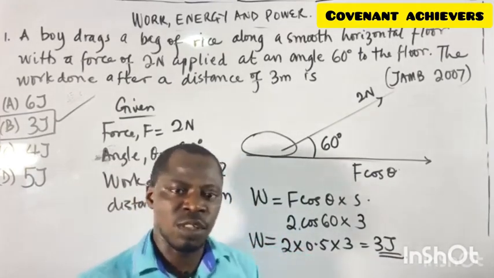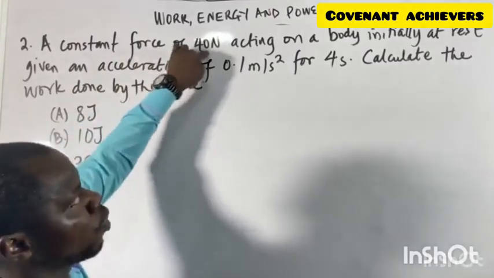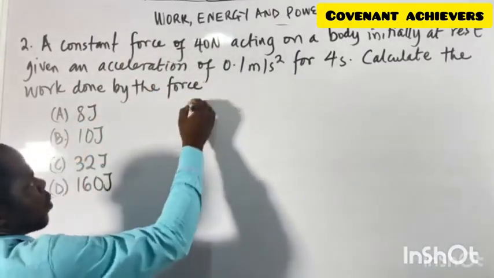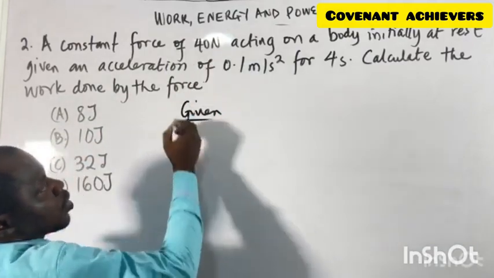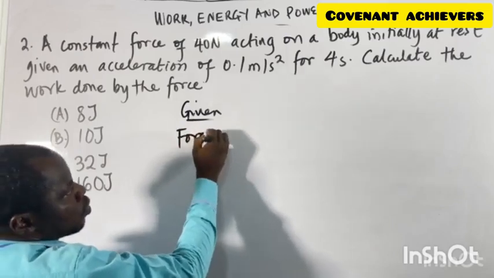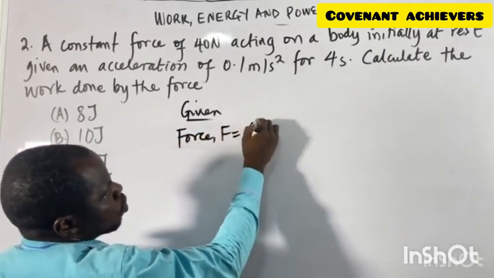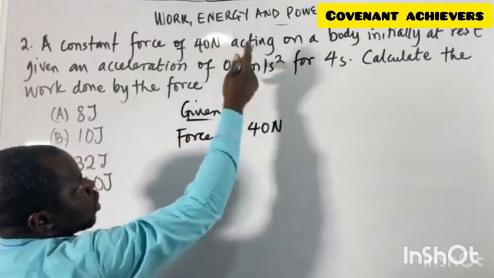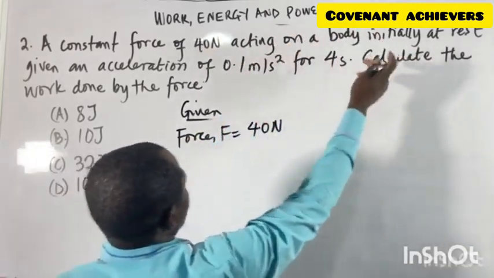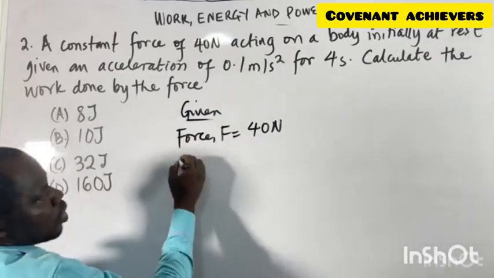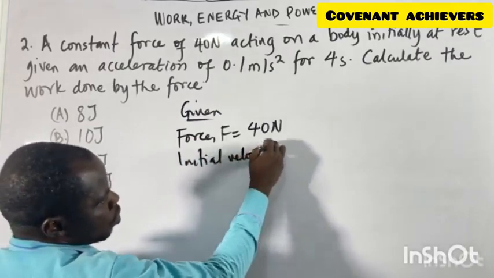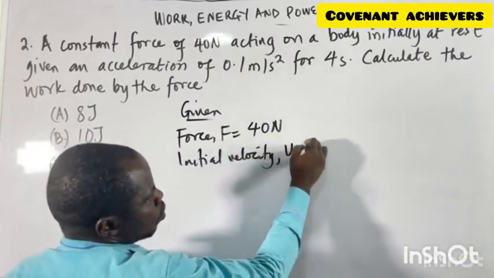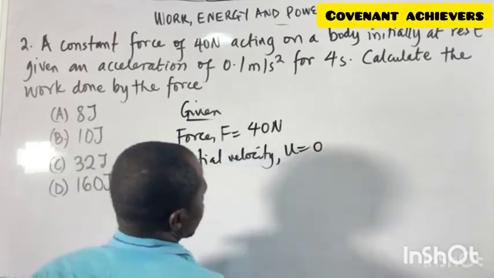A constant force of 40 newtons. Now, given the parameters, let's see what data we are given. Force F is equal to 40 newtons, acting on a body initially at rest. Initially at rest, meaning that the initial velocity, that's u, is 0 meter per second.